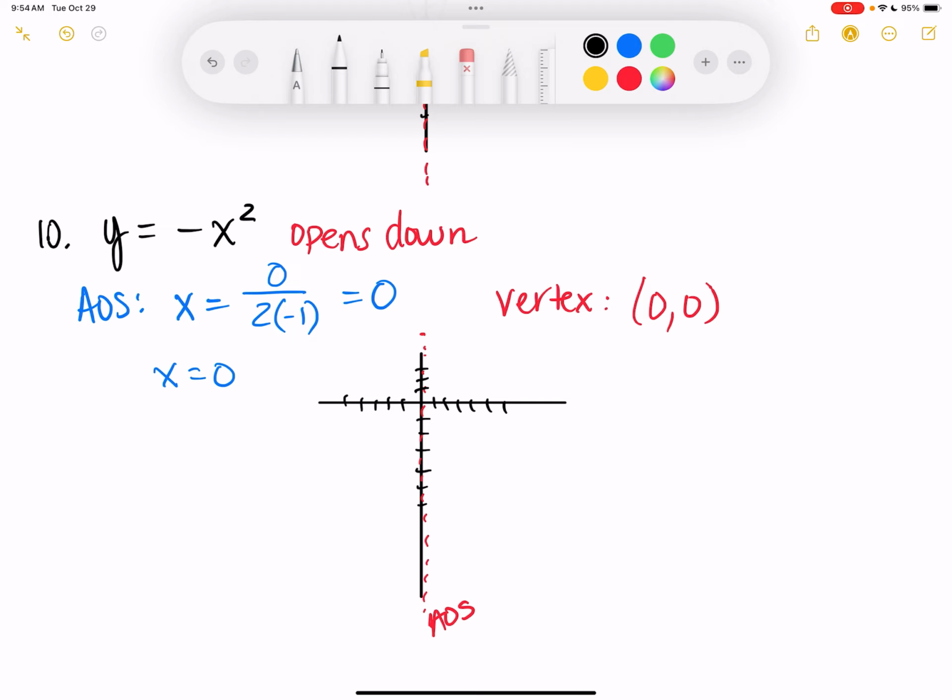All right, so my vertex is at 0, 0. I need to find another point. What do I do? Plug in 1. So if I plug in 1, what do I get? Negative 1. That means I put a point here, and what also happens? It goes on the other side. Same thing on the other side. And round it off and make your graph.